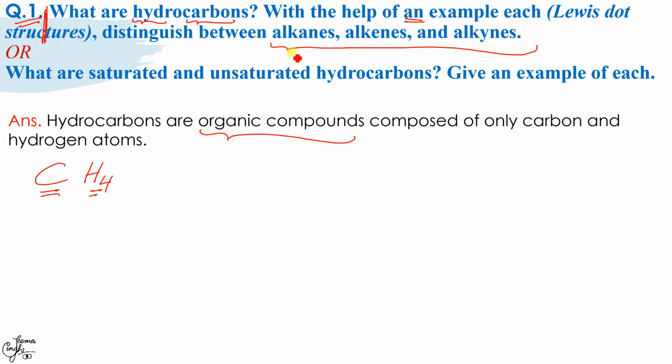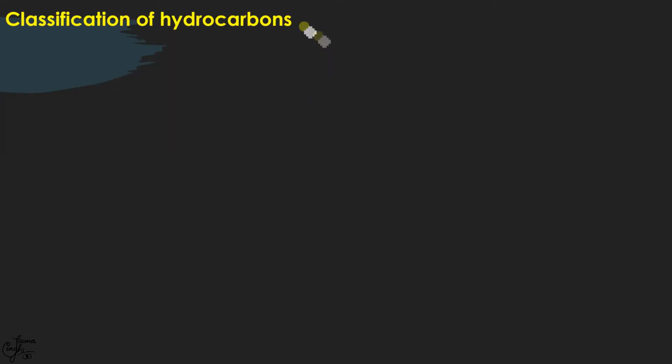To do this part, alkanes, alkenes, alkynes, what are these? Or if you have a question, what are saturated and unsaturated hydrocarbons? Give an example of each. To attempt these questions correctly, I'm going to give you a little bit of explanation and then we're going to come back to the same question. I'm going to quickly explain the entire classification of hydrocarbons along with how to name alkanes, alkenes and alkynes. So we begin with hydrocarbons.